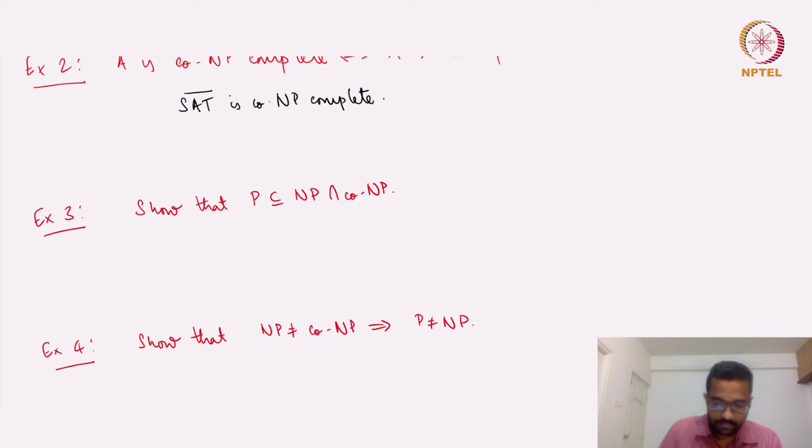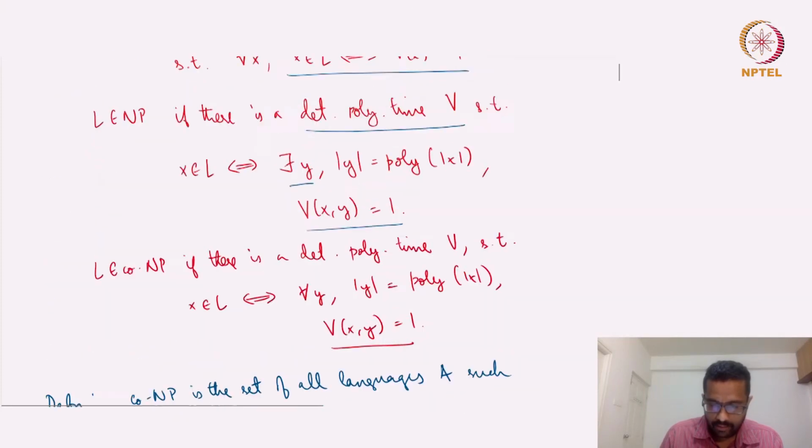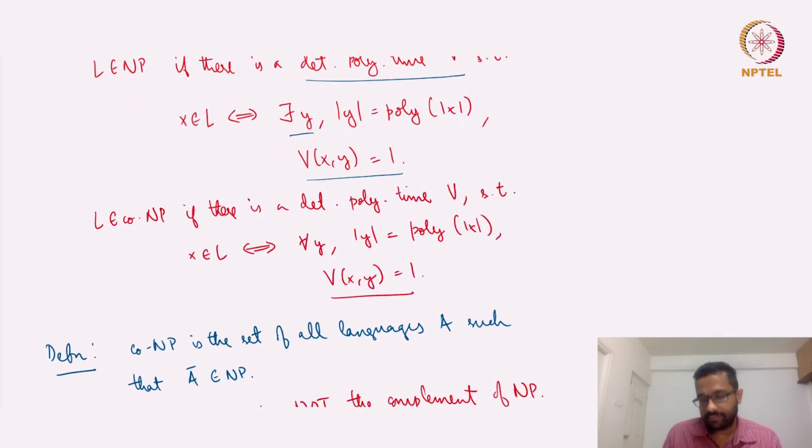Why is this true? Well, we already know that P is contained in NP. Why is P contained in co-NP? Pretty much the same reason. If you have a deterministic polynomial time machine, there is no non-determinism, and all the computation paths lead to accept. So you can think of a deterministic polynomial time machine itself as a co-NP machine.